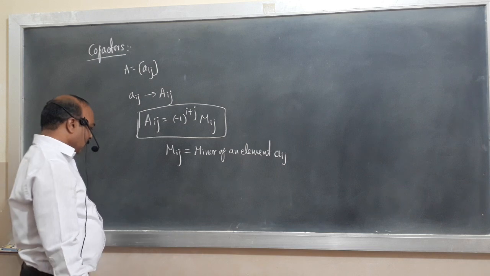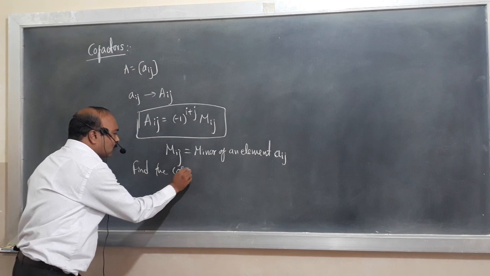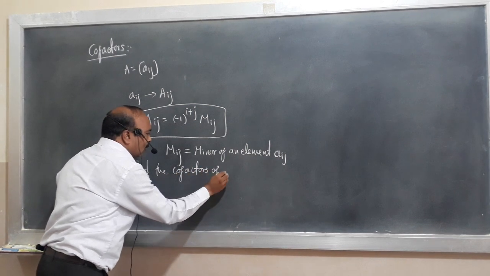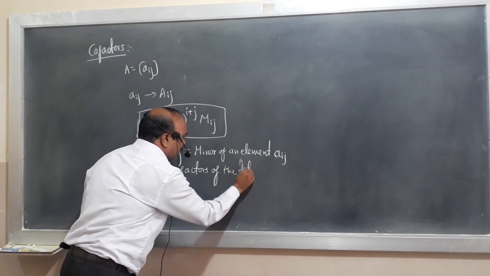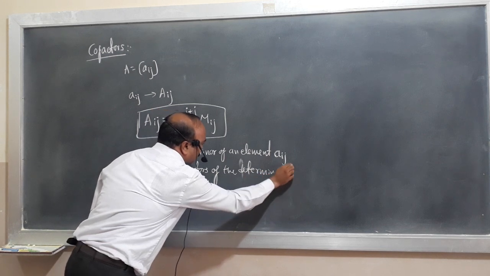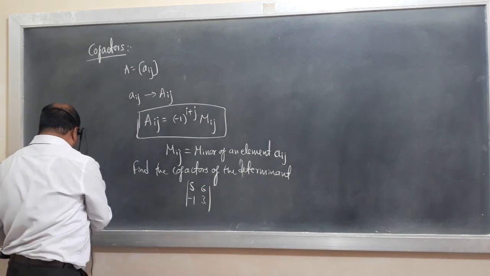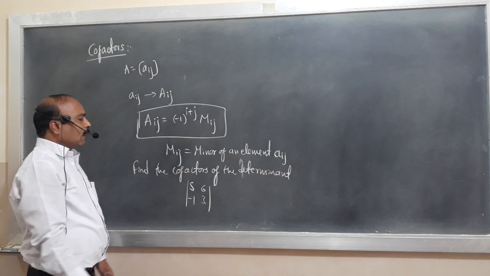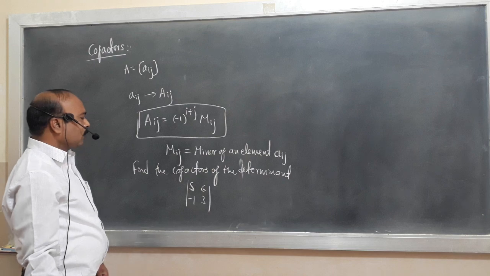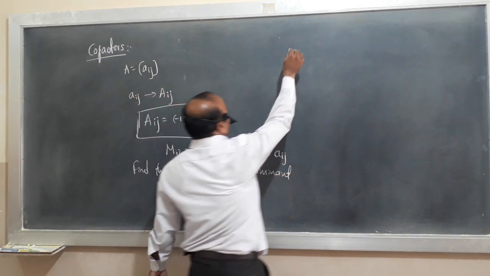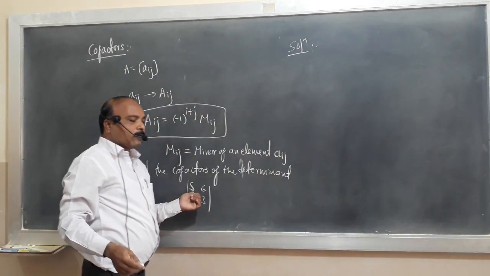Now we discuss one example. Find the cofactors of the determinant 5, 6, minus 1, 3. It is a second order determinant. Now we calculate the cofactor of each element. Here 4 elements are there, so we calculate 4 cofactors. First we go for the first cofactor, that is of 5.